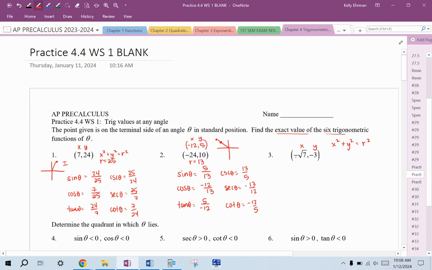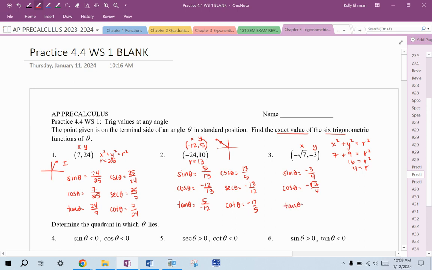When I square a negative, I get a positive. When I square a radical, I'm left with the number underneath. So square root of 7 squared is 7. Negative 3 squared is 9. 9 plus 7 is 16. And r is always positive, so r is equal to 4. So sine of theta is y over r, negative 3/4. Cosine of theta is x over r, negative radical 7 over 4.